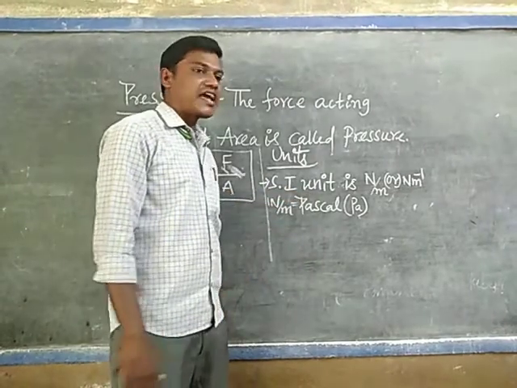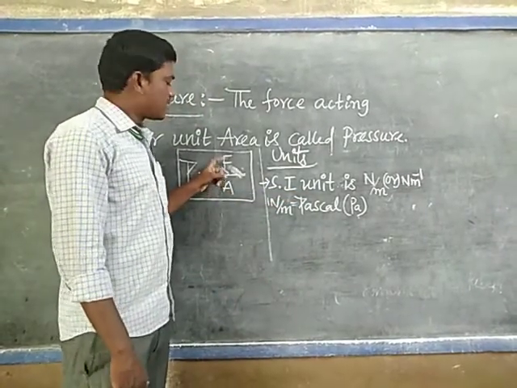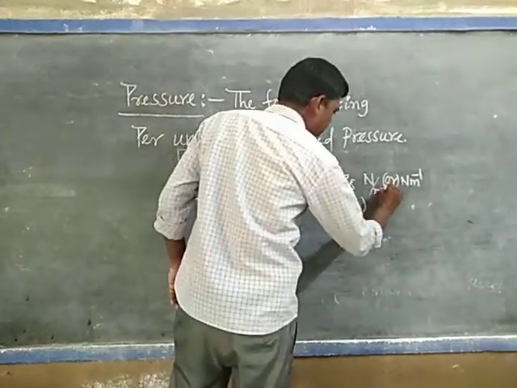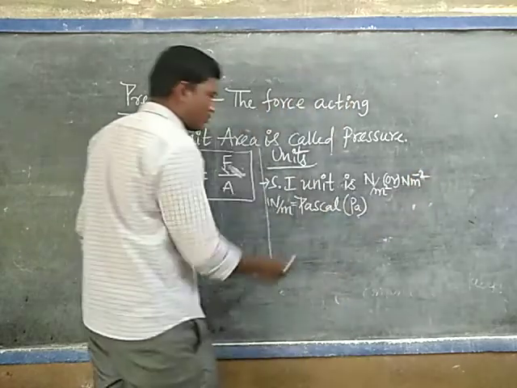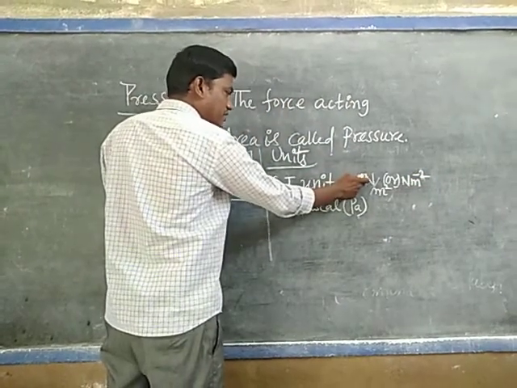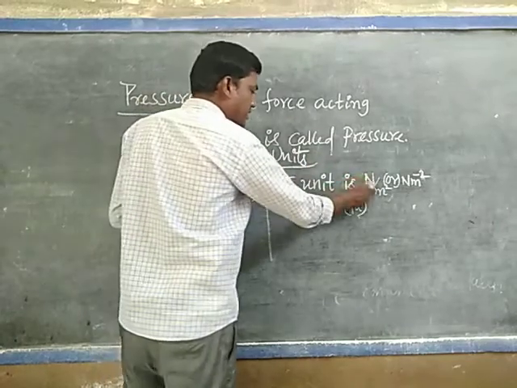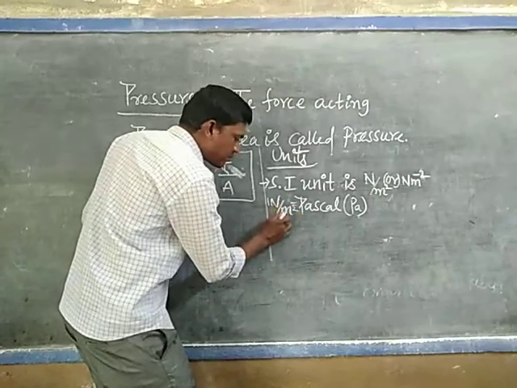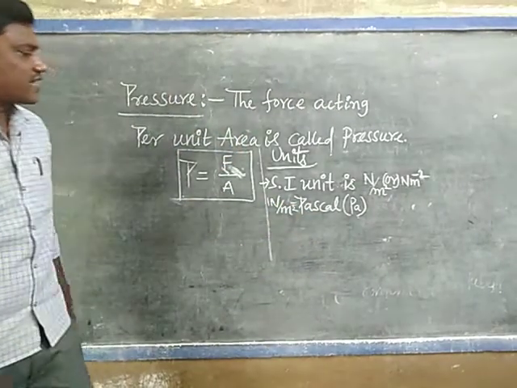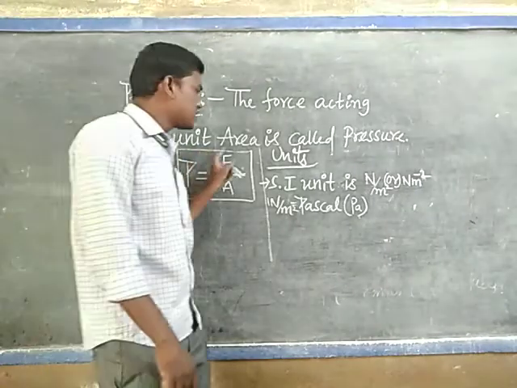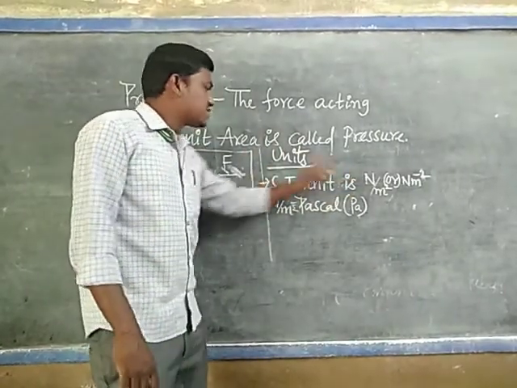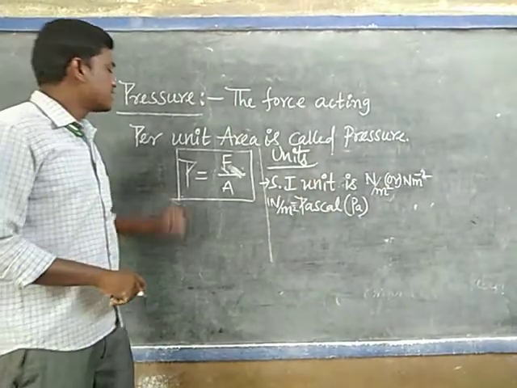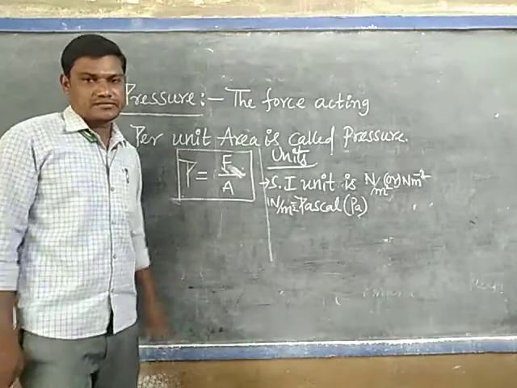And what is the CGS unit? Force is measured in Newton, area is in meter square. That's why Newton meter power minus 2. 1 Newton per meter square is nothing but 1 Pascal. In the CGS unit, force is measured in dyne, area is in centimeter square. That's why dyne per centimeter square is the CGS unit of pressure.